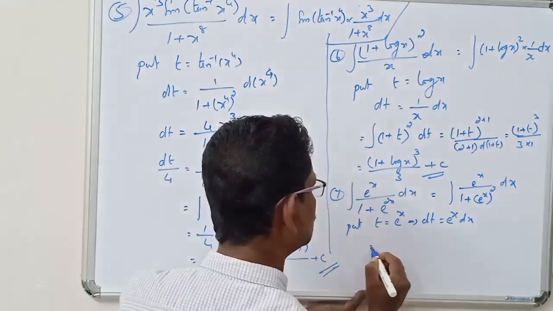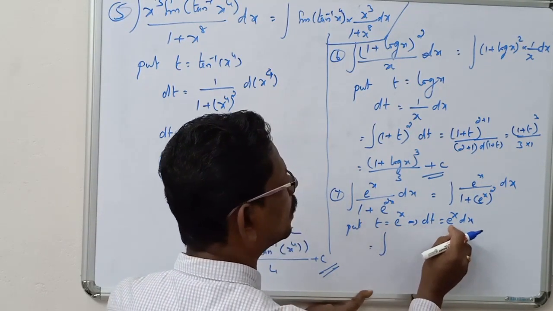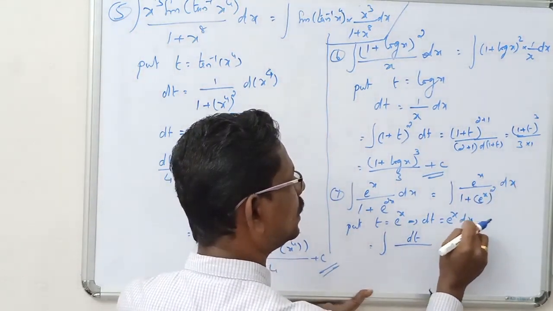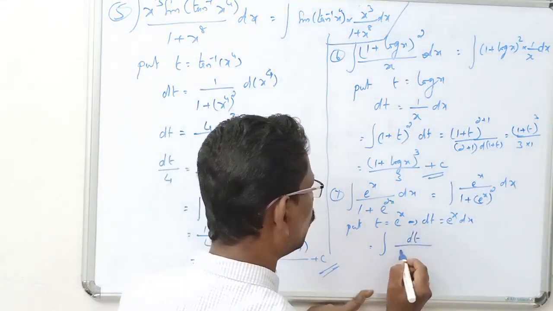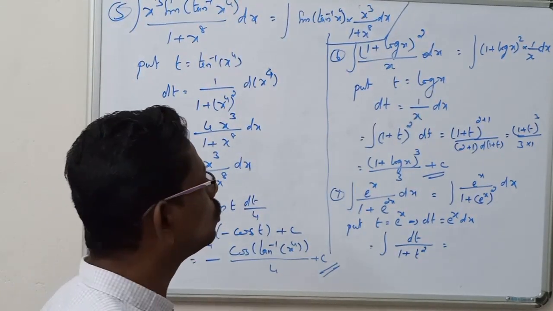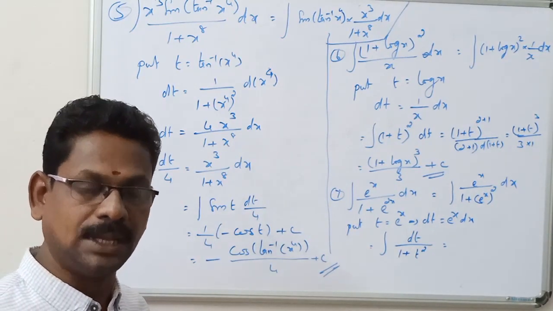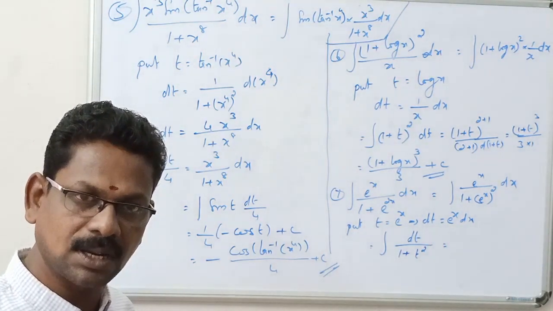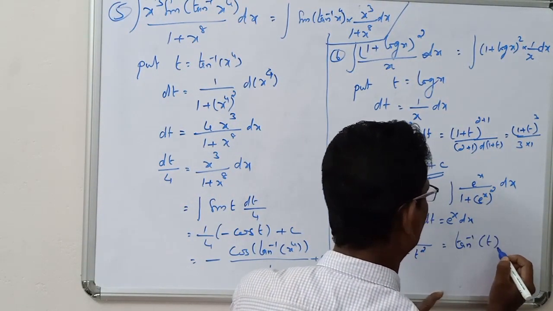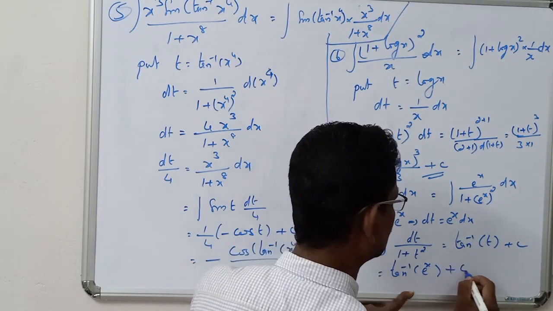So this is equal to integral of 1 by 1 plus t square, no problem, because e power x into dx is equal to dt. So in the numerator it is dt, dt by 1 plus t square. What is the differentiation of tan inverse x? It is 1 by 1 plus x square. Then the integration of 1 by 1 plus x square equals tan inverse of x. Got it? So it is equal to tan inverse of t plus c. What is the value of t? e power x. So it is tan inverse of e power x plus c.